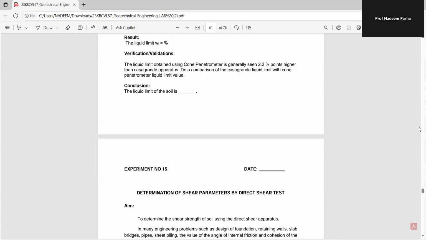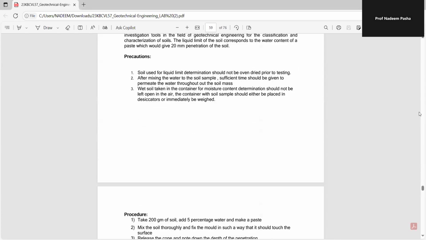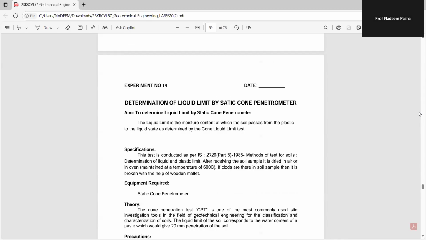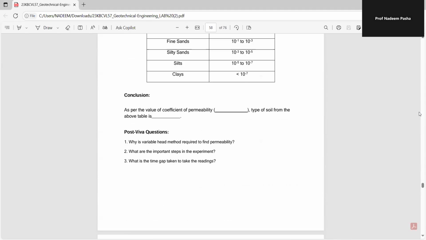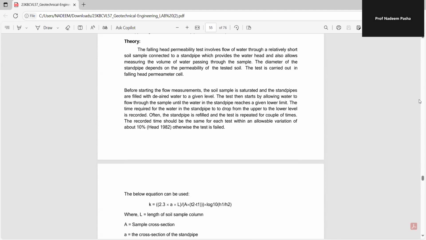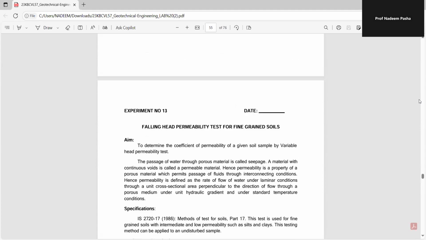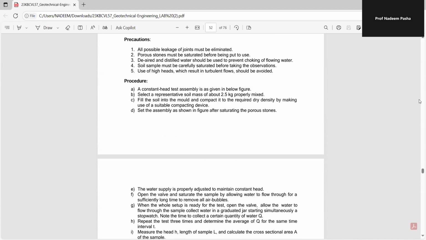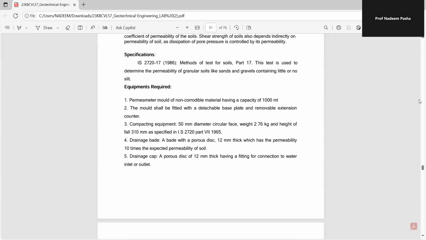So in today's class, we will see the experiment related to permeability, because in the last class, we have not seen the experiment related to permeability. So in today's class, we will see the experiment related to constant head permeability testing and falling head permeability testing.